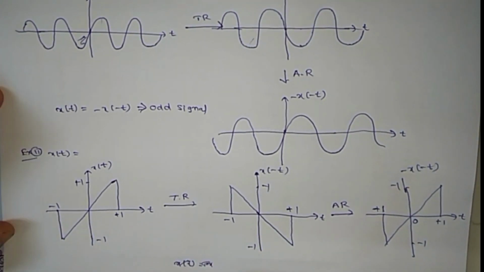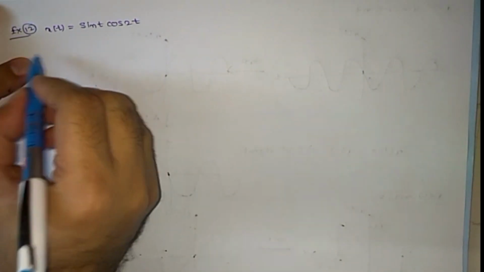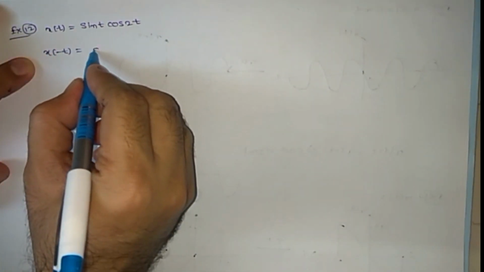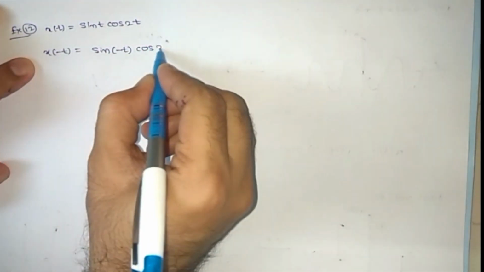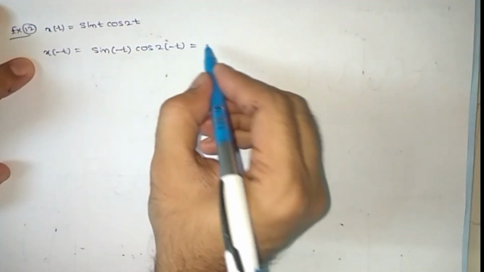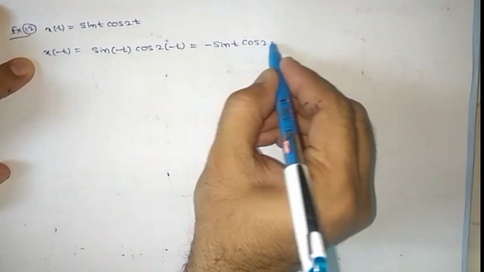So now it is x of t equal to minus x of minus t. So this signal is an odd signal. So let us see whether this signal is an even signal or an odd signal. We need to substitute first x of minus t. Wherever t is there, I am replacing it with minus t. Sine of minus t, cos 2 of minus t. So what you will get? This is minus sine t. This is cos 2t only.